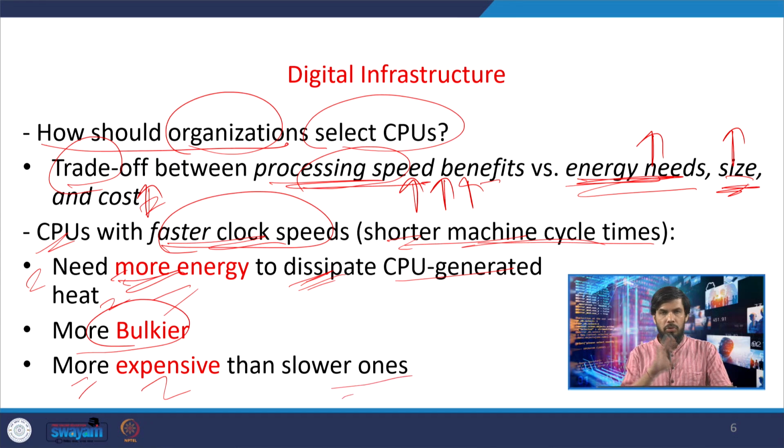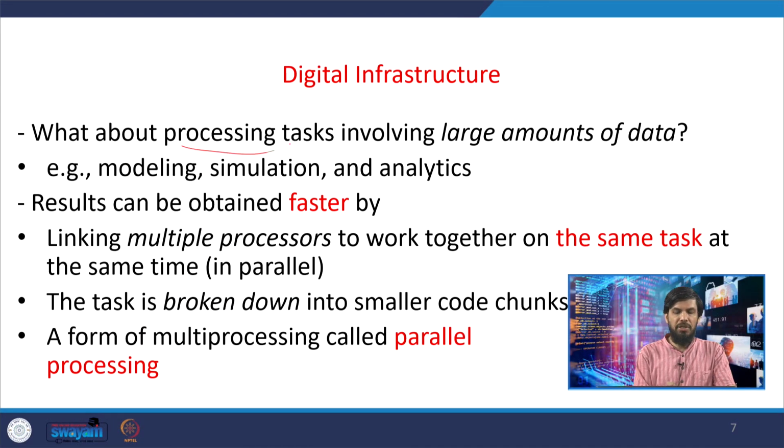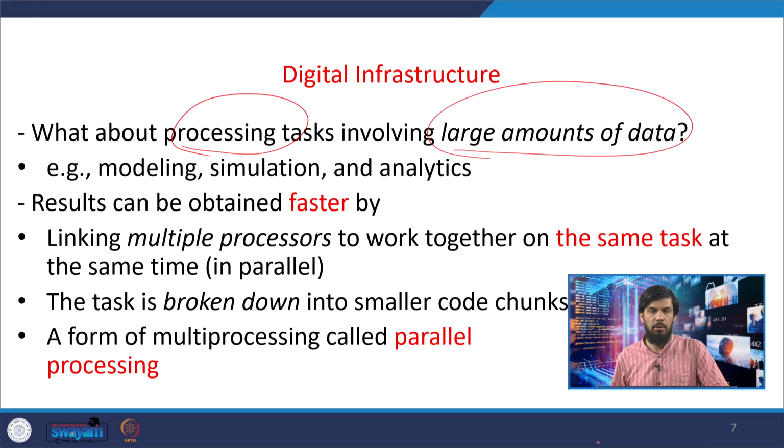So essentially you have to strike a balance between these different factors when selecting CPUs for your organizational context. Moving on, what about processing tasks if they involve large amounts of data, right. More often than not, in the enterprise context or even the professional context, whether we are using enterprise systems or AI systems, we are working with data. Lots of data and information is flowing in even in the enterprise system.